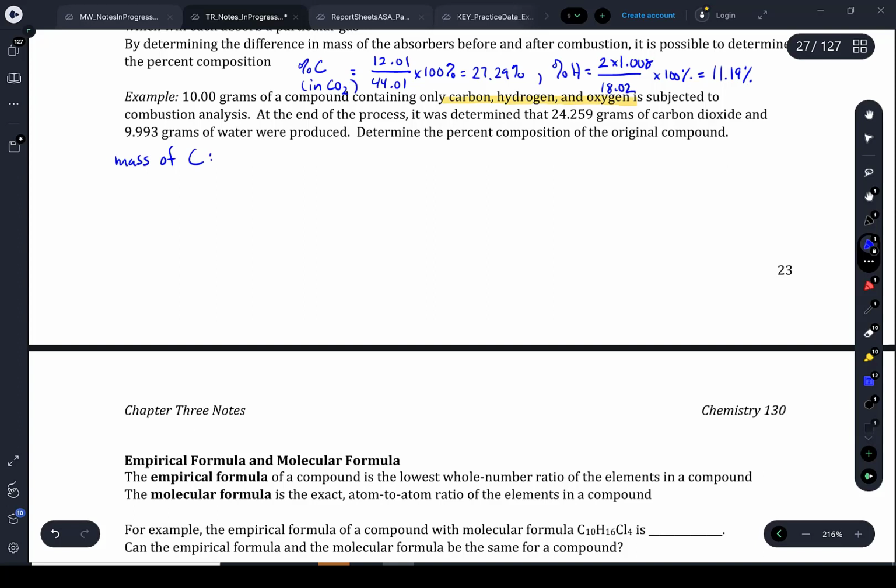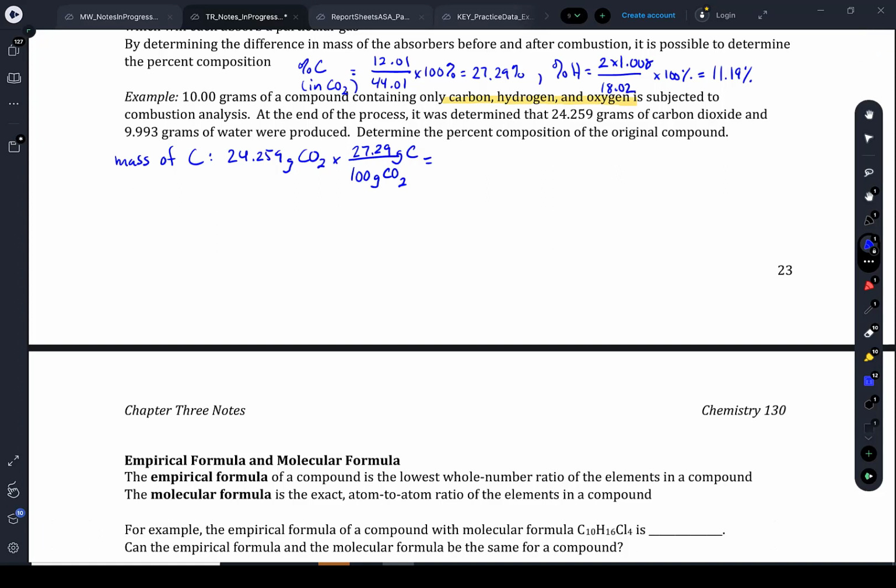So that's easy. That's just going to be 24.259 grams of CO2. For every 100 grams of CO2, there are 27.29 grams of carbon. By the way, you didn't have to do it that way. You could just use moles, right? We've already talked about how you can figure out how many grams of something there is if you know how many grams of starting material.